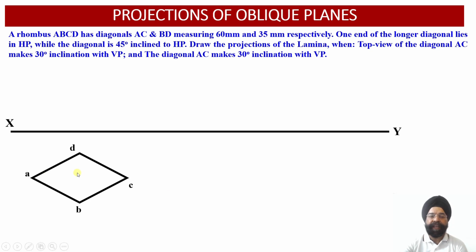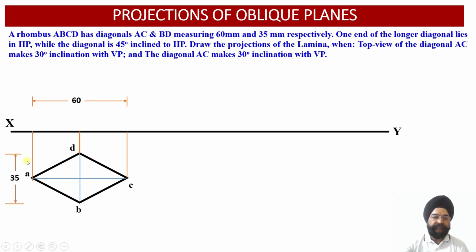So having obtained this true shape in the top view, now let us draw the front view. So these are the dimensions you can see of the diagonal, that is shorter diagonal is 35 millimeter and the longer diagonal is drawn for the length 60 millimeter. Now the front view will be an edge view as we have discussed. So this edge view will be lying onto the XY reference line. Why? Because this lamina is contained by the horizontal plane.